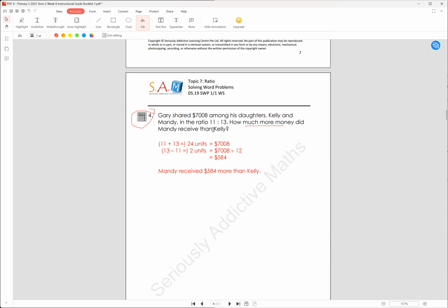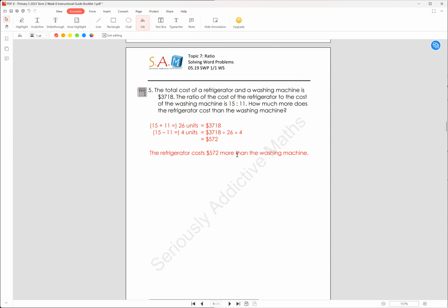So total is 24 units, right? And 24 units is 7,008. So you can actually orientate them to this idea of K is to M, and then to the total, and even the difference if you like. Total. So K is 11, M is 13, total is 24. All right, so 24 units equals 7,008, and then it's about finding a difference, so 13 minus 11. So they can do it this way as well. A much simpler way.